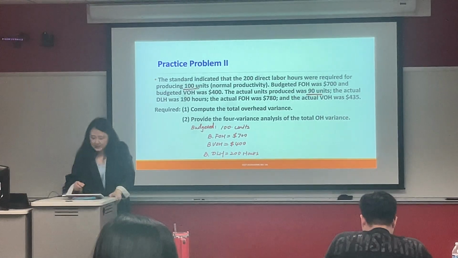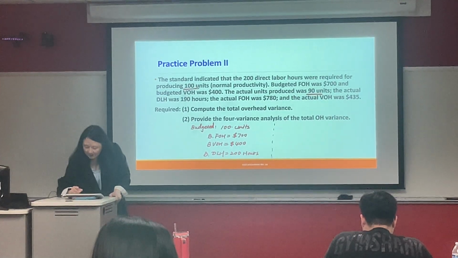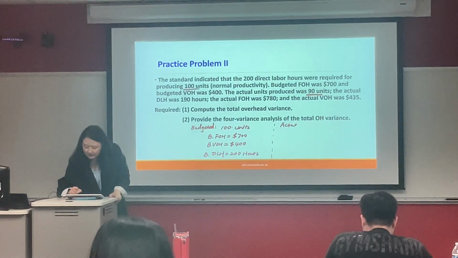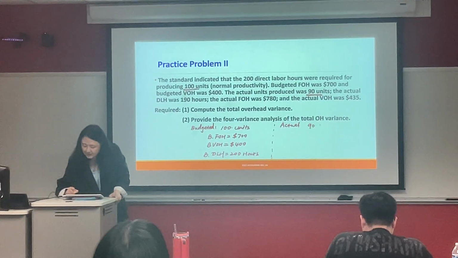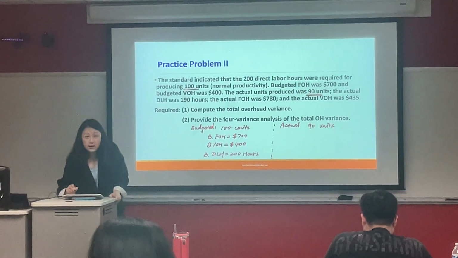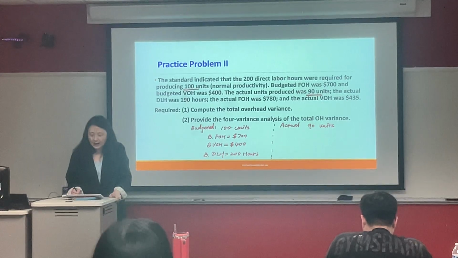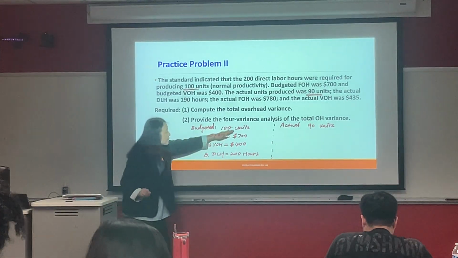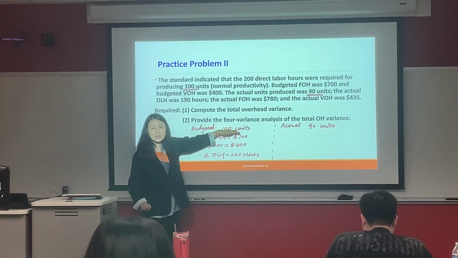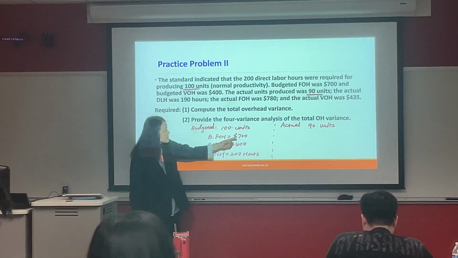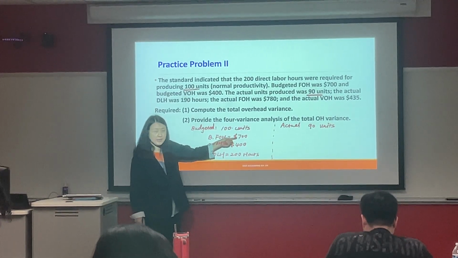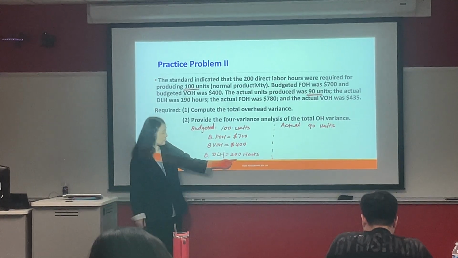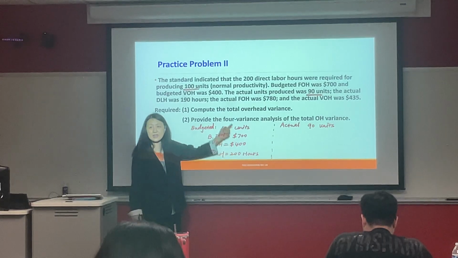All right. Now for the actual, you have to organize the information in this way, at least in your mind. Otherwise, you will get all confused. Okay. So notice all this information is based on 100 units. If I want to produce 100 units, my fixed overhead is 700, variable overhead is 400. This is like a static budget.